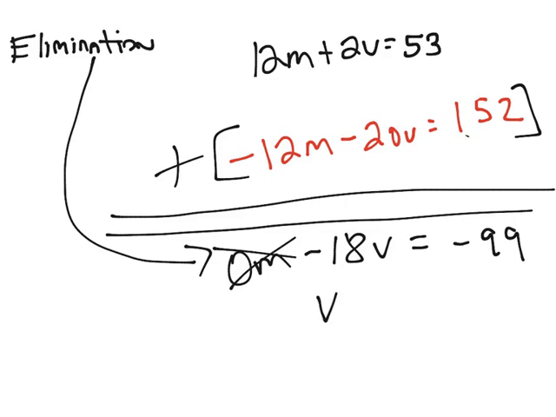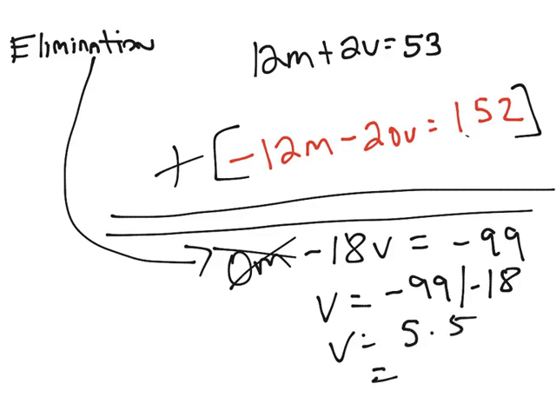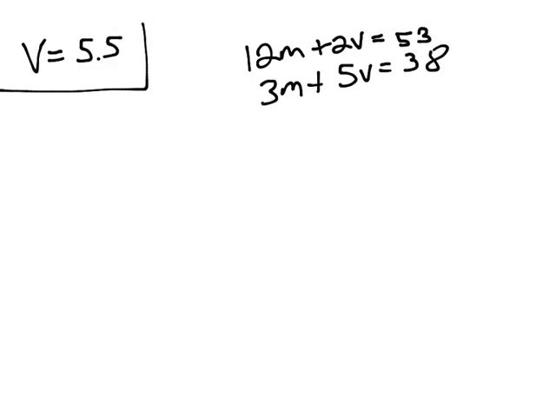So now we could say v is equal to negative 99 divided by negative 18. So v is equal to, if I do 99 divided by 18, we got 5.5. Now remember, we're talking about dollars and cents here, so this is actually 550, okay? At the end of the problem, we'll rewrite our answer as dollars. So, all right, so we got v. Now we know what v is equal to. So our video games are 550 each. So there's our v. We got our answer.